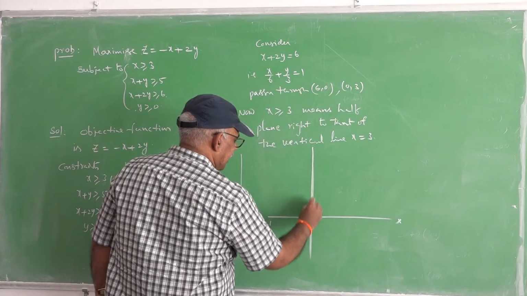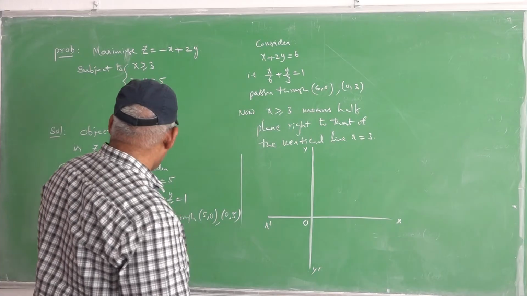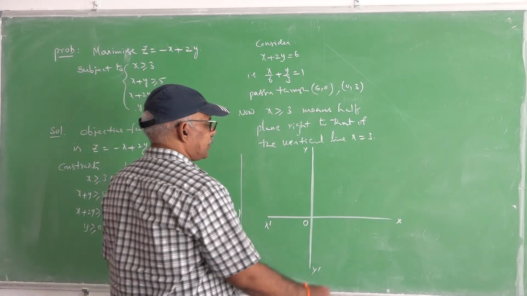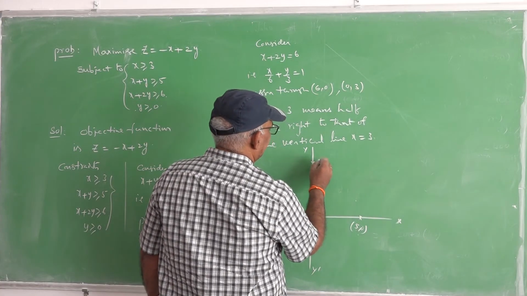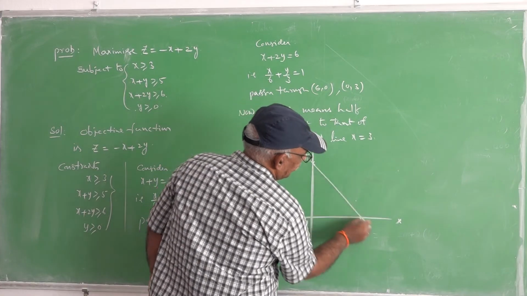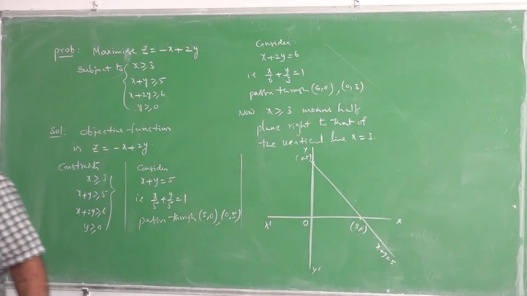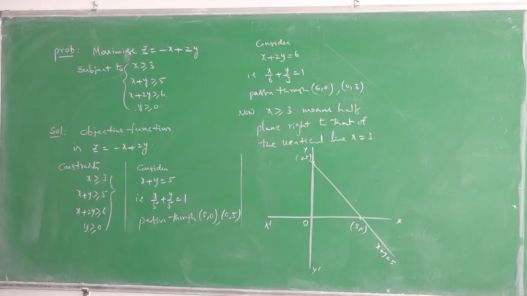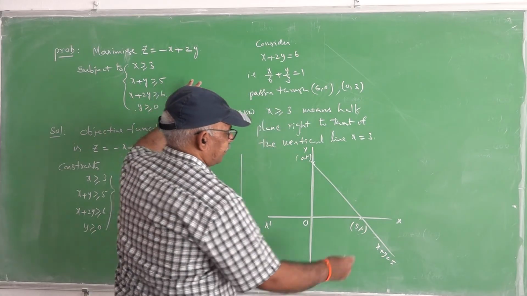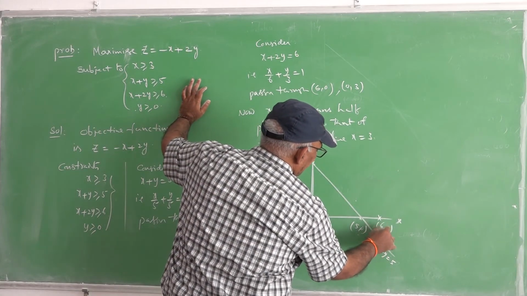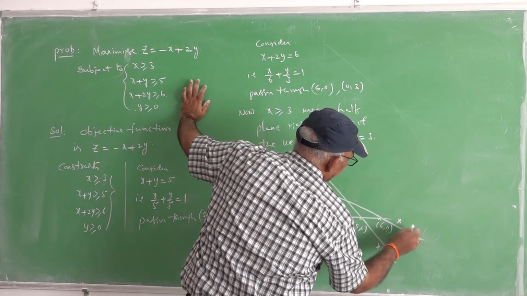So the feasible region is to be observed like this. Draw this line, which passes through (5, 0) and (0, 5). This is the line x plus y equal to 5. That is one line. The other line passes through (6, 0) and (0, 3). On joining these two lines, we get that line.